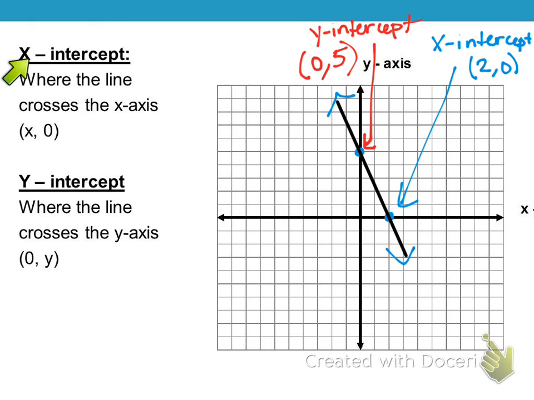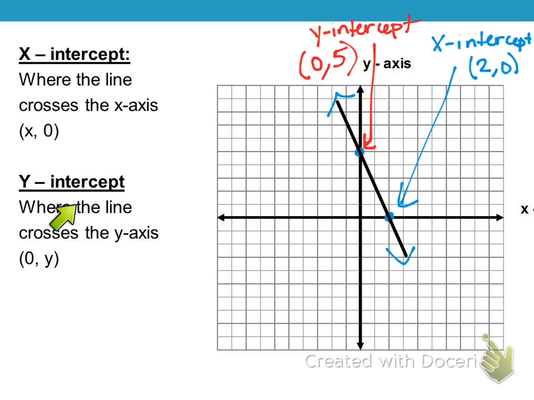Your x-intercept is where the line crosses the x-axis. So to be on the x-axis, you'll have an x value and your y value will be 0. For this particular graph that I just drew, the x value is 2. You have to go right 2. You don't go up or down at all. So this would be (2, 0). That would be our x-intercept. It's where our line crosses the x-axis.